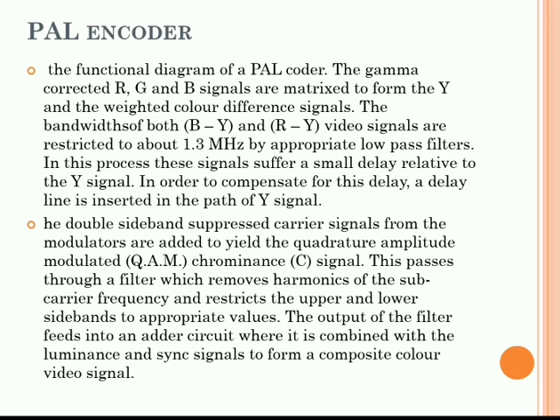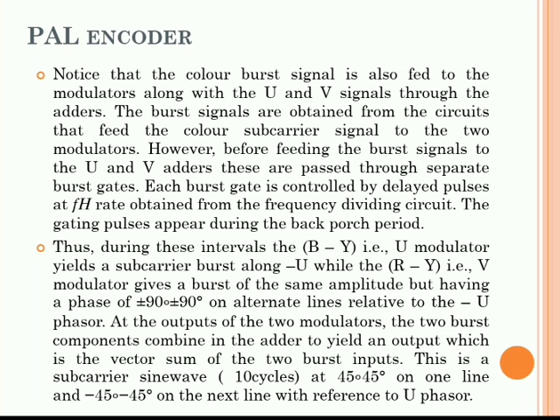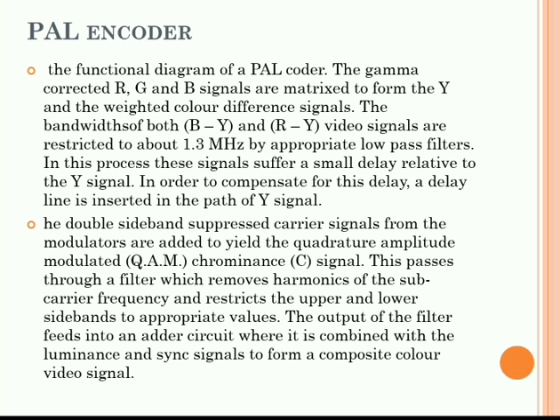After that, as we have seen, we add the output of that particular mixer to the adder circuit. When it combines with the luminance and sync signal to form a composite color video signal, whatever we want at the output is nothing but the composite color video signal. This is nothing but the PAL encoder.